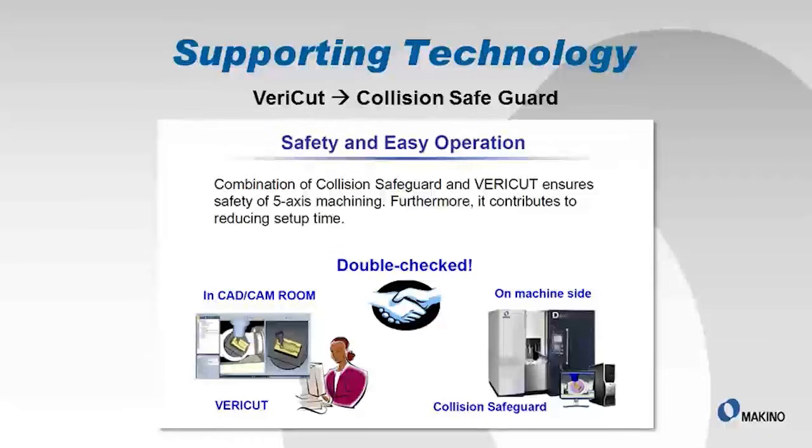Now, Vericut can do a very good job of checking this in a virtual world, but when it actually comes to running on the machine, there are additional components that Vericut does not know about. A couple of those are the actual tool length and the actual location of the part on the machine. With our new collision safeguard technology, we can actually take the information from a Vericut session and put it on the machine where it can be running prior to the actual machine motion to let the operator know of any kind of conditions where it could potentially collide.